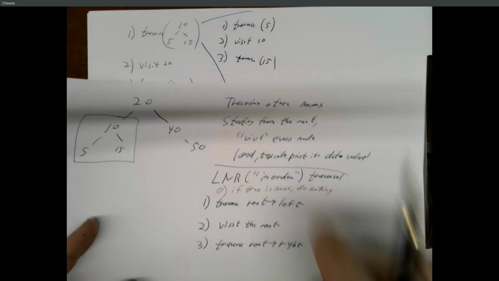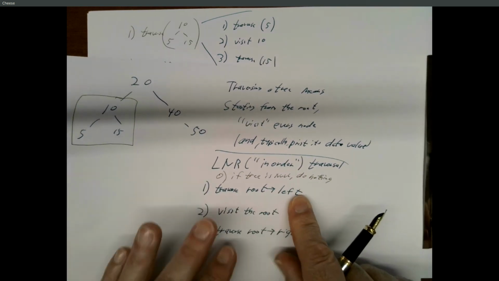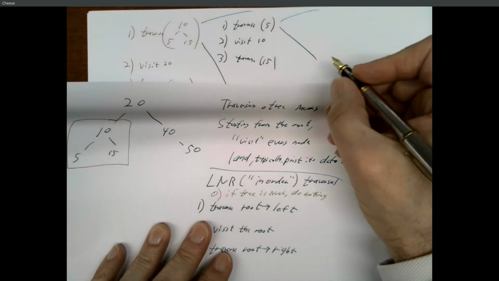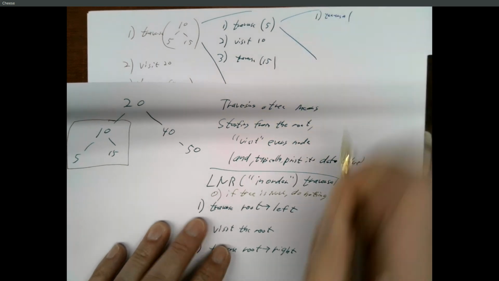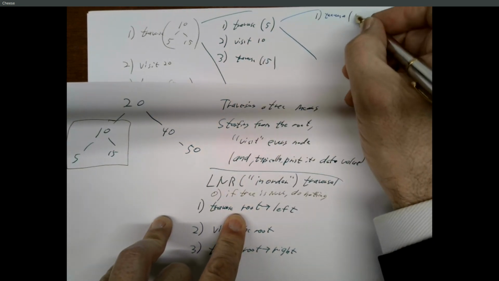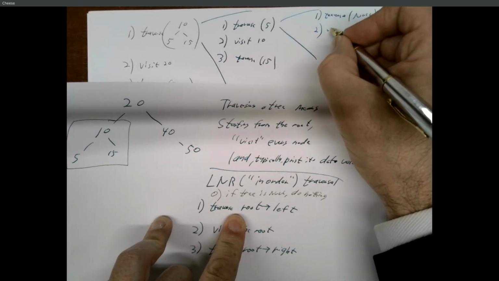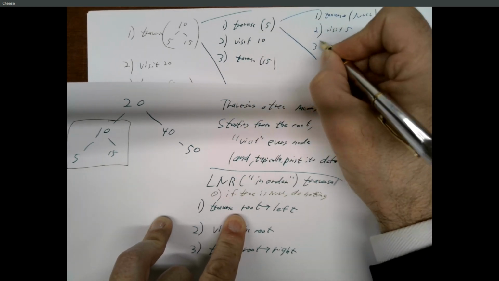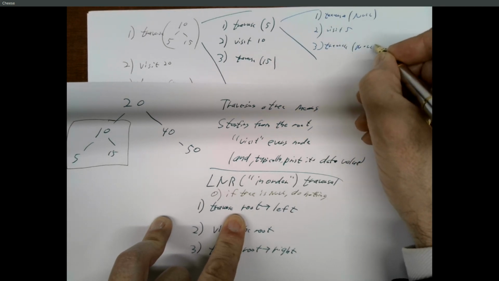All right, how do we traverse a tree containing a 5? First, see if the tree is null. It's not. So we have to do 3 things. Traverse the left subtree. Well, this thing has a root and nothing else, so the left subtree is null. And then we have to visit the root, which is a 5. And then we have to traverse the right subtree, which is also null.